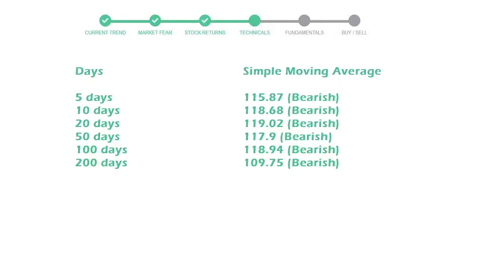Moving average indicates what could be the next footprint of the stock price in the near future. The 5-day average is 115 with a bearish indication. The 10-day is 118 with a bearish indication. The 20-day average is 119, which is a bearish signal.